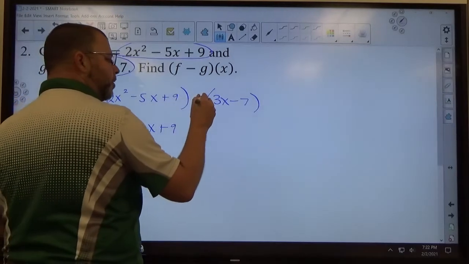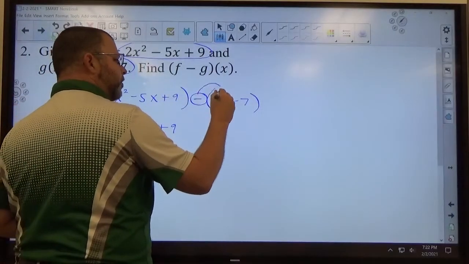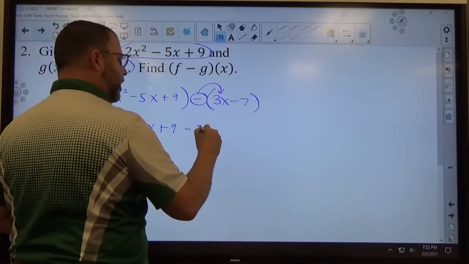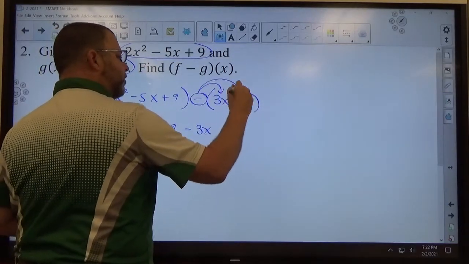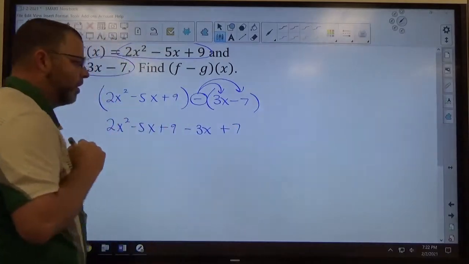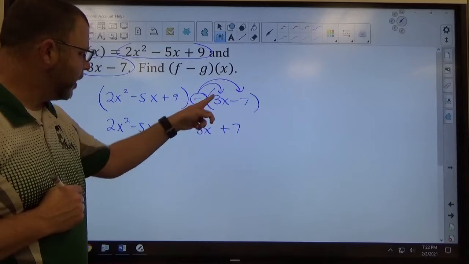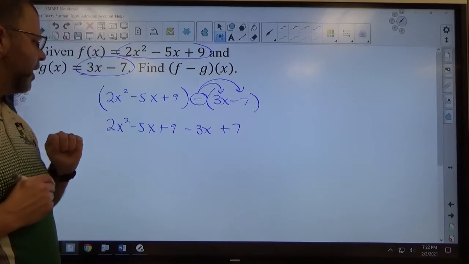The second one, though, has a minus sign in front of it, so that minus is going to distribute. We're going to subtract positive 3x, which is minus 3x. We're going to subtract negative 7, which is plus 7. So again, the minus sign is affecting the signs. 3x changes to negative, negative 7 changes to positive.